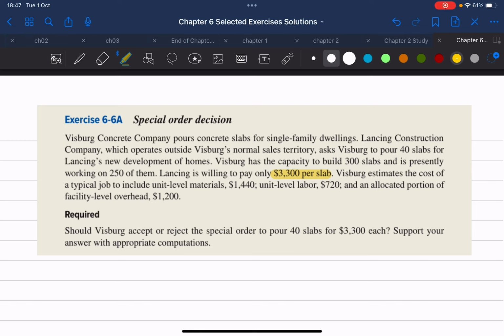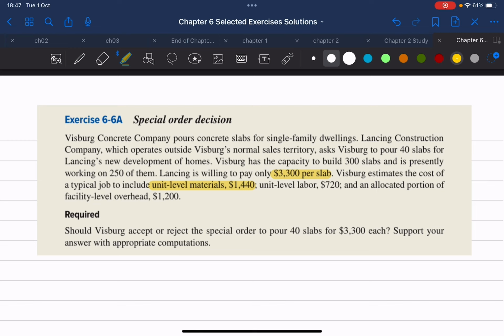And then Visberg estimates the cost of a typical job to include unit level materials of 1,440. Now, producing those extra 40 slabs, will it incur that unit level materials cost? Yes. So I'm going to also highlight this. That makes it relevant.